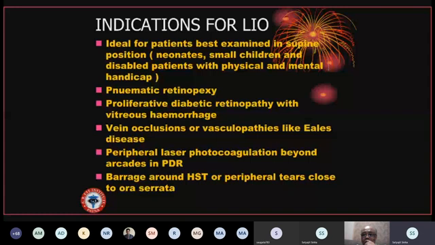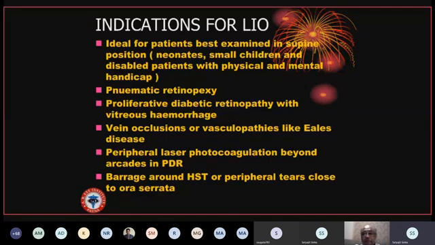So, just two slides on laser indirect ophthalmoscopy. Since we already know the procedure of doing the indirect and are now conversant with it, what are the indications for LIO? It is ideal for patients best examined in the supine position, like neonates, small children, and disabled patients with physical and mental handicap. That is when you want to laser them lying down with the indirect ophthalmoscope.